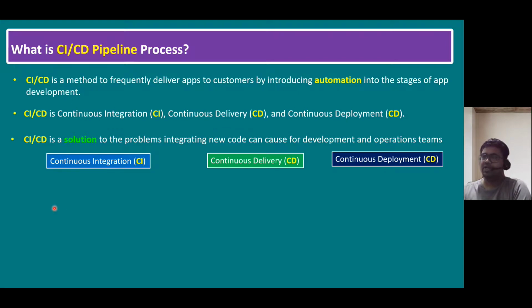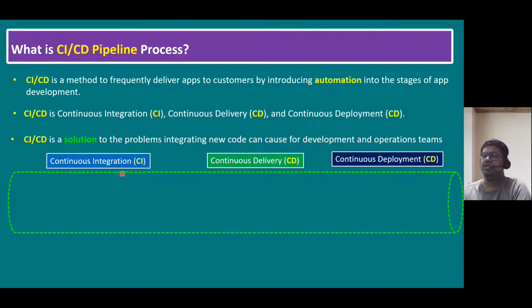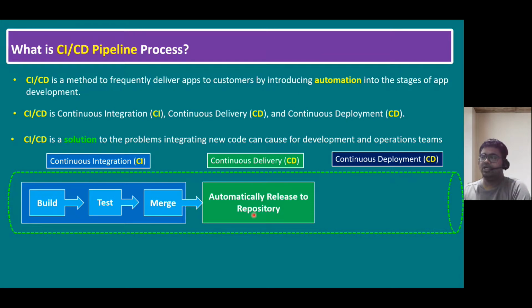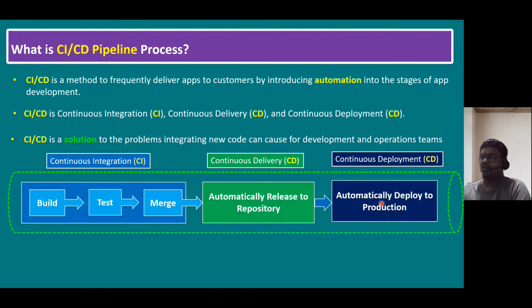So within this, we can have a CI/CD pipeline, and within the pipeline, the main stages under continuous integration are build, test and merge. With delivery, same as in our DevOps model, we release to the operations team, so it is automatically released to the repository. And with continuous deployment, it is automatically deployed to production. Once all the test validation is completed, we can release it to production.